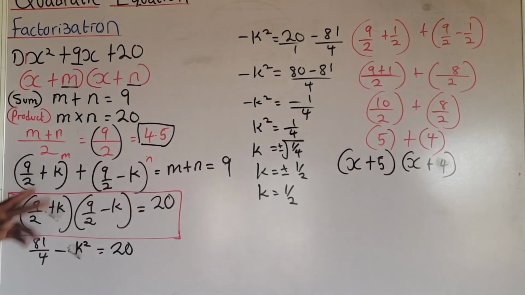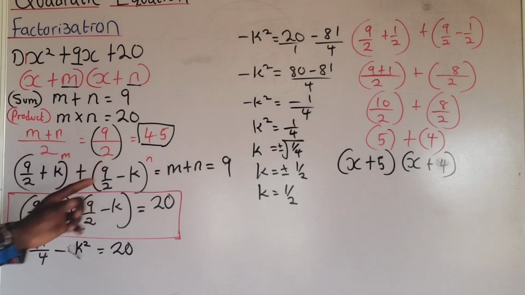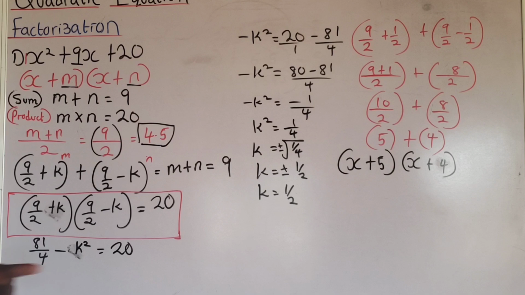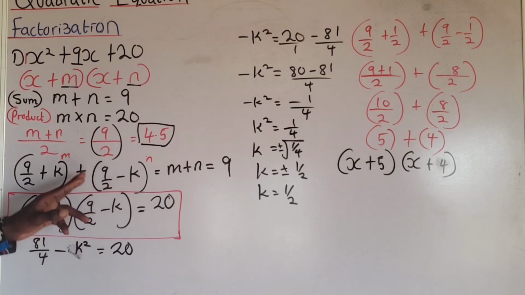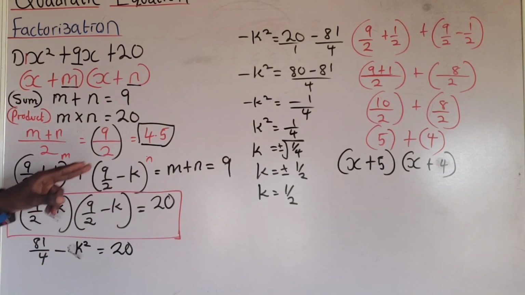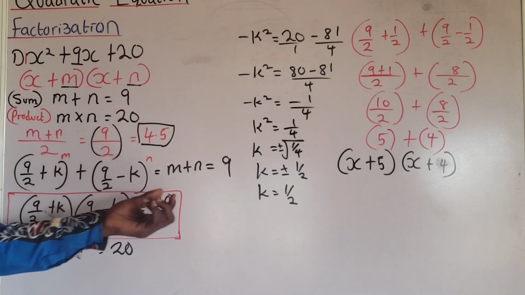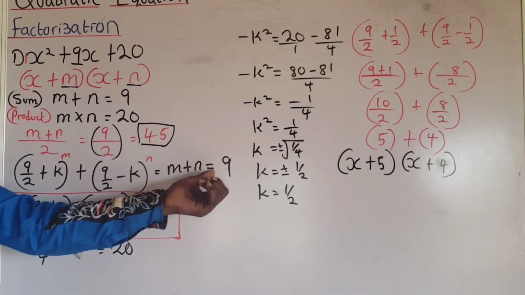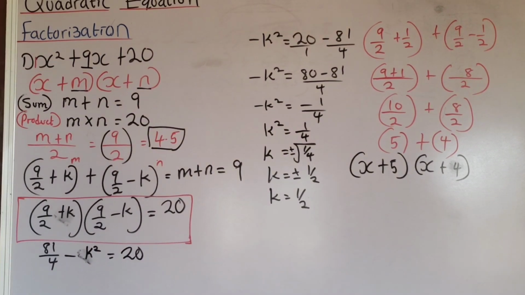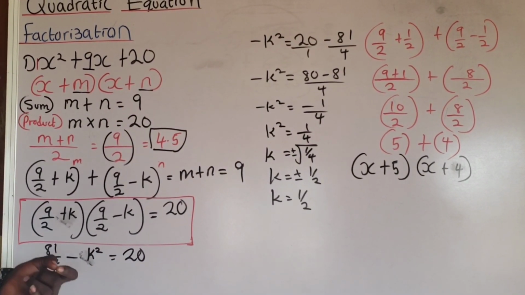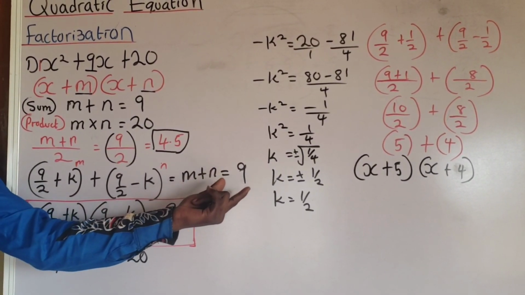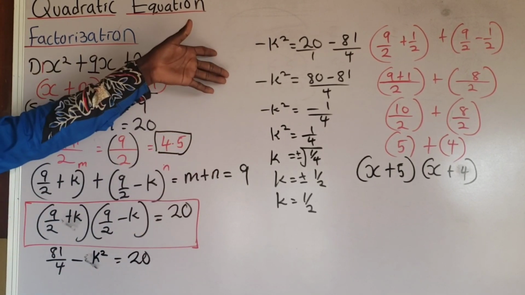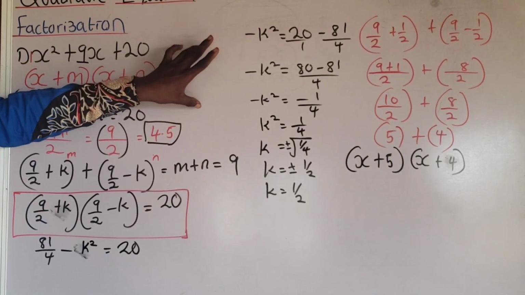You understand? Increasing 9 over 2 by k simply means 9 over 2 plus k. Now, if you decrease 9 over 2 by k, that means you are subtracting k from 9 over 2. You understand? That is why I have 9 over 2 plus k plus 9 over 2 minus k, which simply means m plus n. Are you paying attention? M plus n must be equal to 9. So, since the constants are the same, you are still going to get the value of m plus n as 9. You understand? Like the previous example that I gave here.